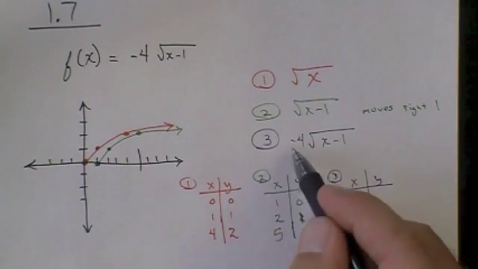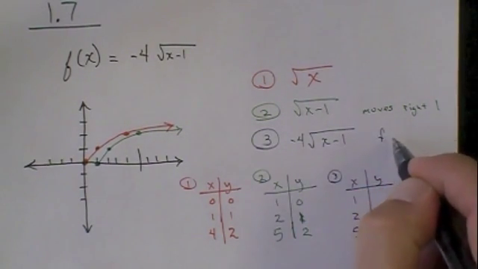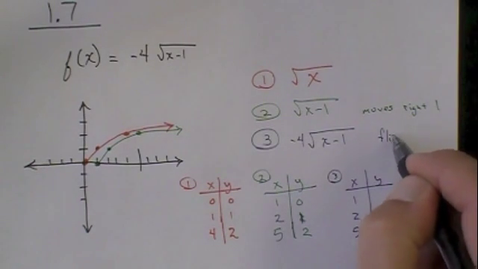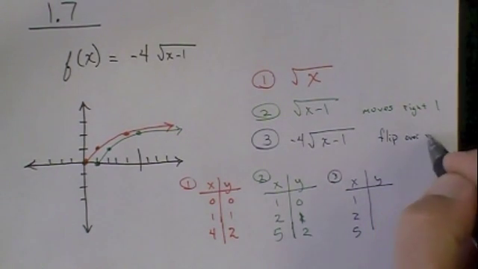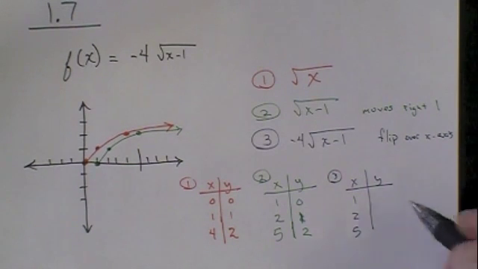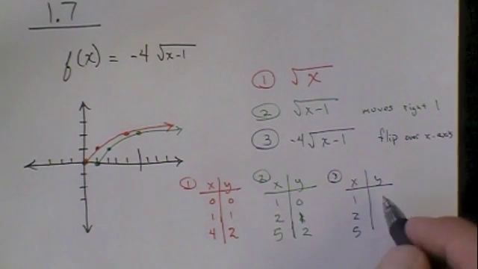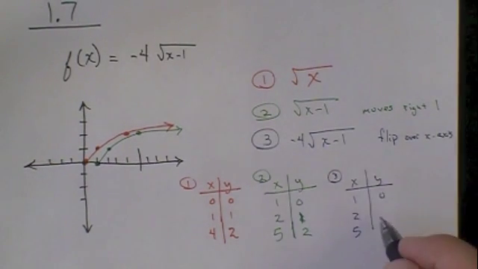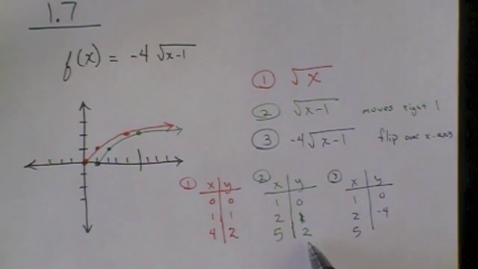Now what happens when we multiply by a negative? It's going to flip it over the x-axis. And then, because we're multiplying by 4, it's going to give us a vertical stretch by a factor of 4. We're going to multiply each of these y values by 4. So now we're going to have 0, then 1 times negative 4 gives us negative 4, and 2 times negative 4 gives us negative 8.